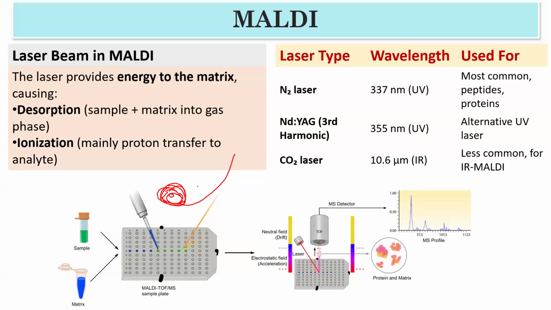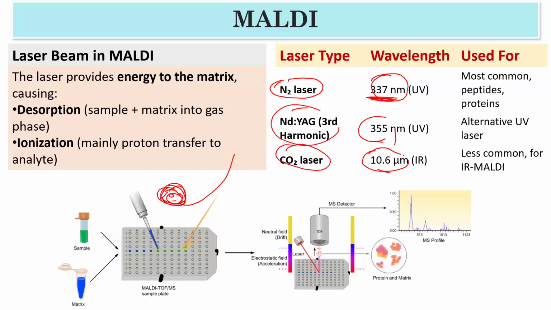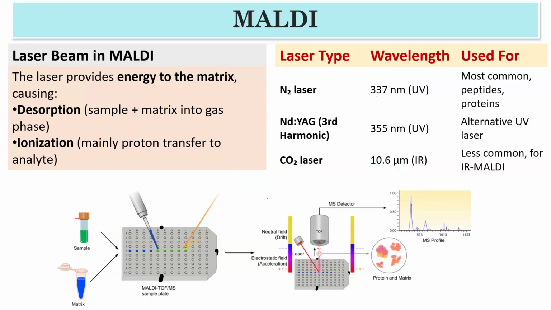Each of those matrix molecules can absorb different light. Suppose they are absorbing 337, or 355, or this IR light, so you have to use the corresponding laser. There are different varieties of laser. You can just change the laser from here, and then it will analyze your sample. Then your sample will go to the mass analyzer after ionization, and then to the detector, and then you will get this mass spectra.